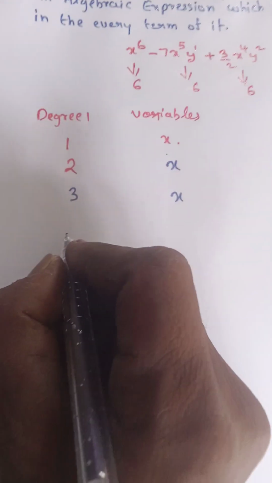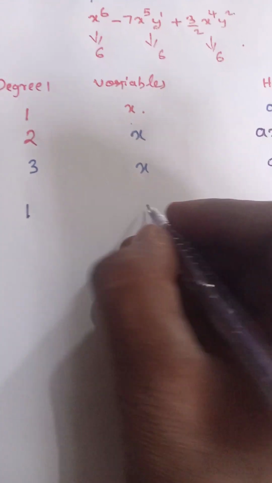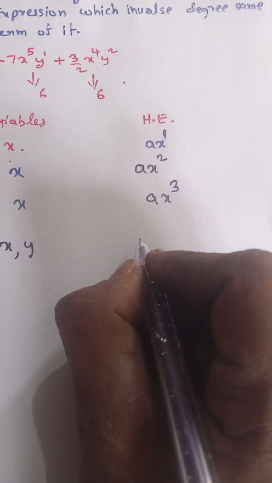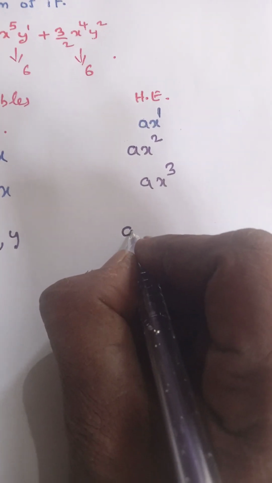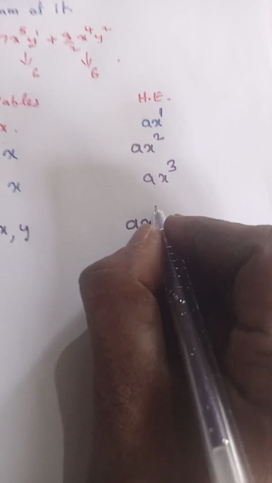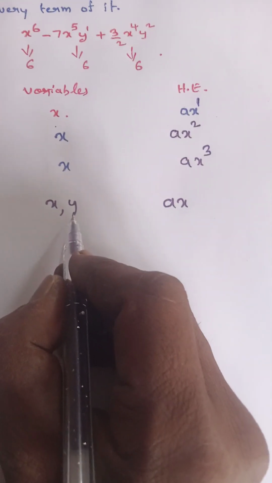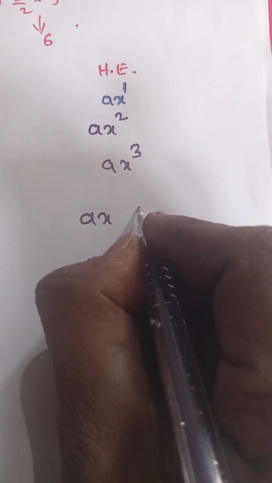So now we'll start with degree 1. I'm taking the two variables x and y here, and I want to write the homogeneous expression of the first degree. You should start with the numerical coefficient, ax to the power 1, it is there, right? Now using the variable y also, we can write one more term, by.